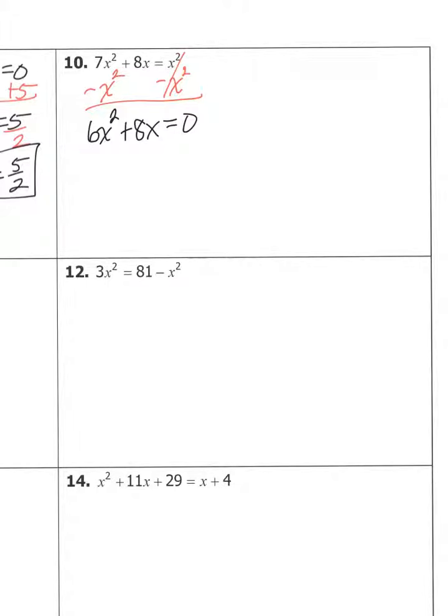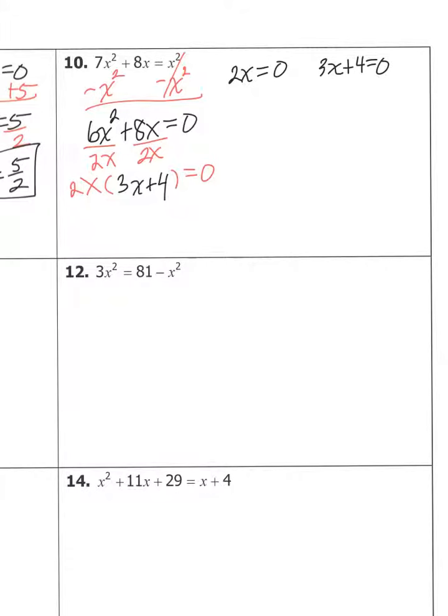Then from here, they have a GCF of 2x, and I'm going to bring that out in front of parentheses and do my division. Well, 6 divided by 2 is 3. X squared divided by x is x. 8 divided by 2 is 4. And then the x's cancel. So then I'm going to set each of these equal to 0. So 2x equals 0, and 3x plus 4 is equal to 0.